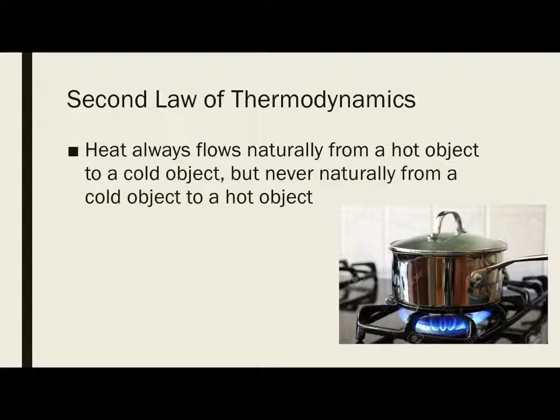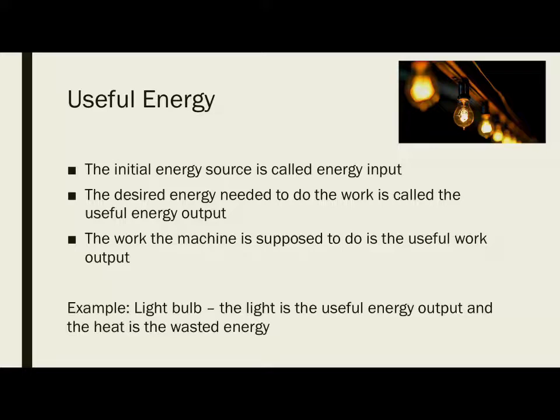Then your second law of thermodynamics is heat always goes from hot to cold. Always. It will flow naturally from hot to cold. Never naturally from cold to hot. Okay? So remember, there's some energy when we're trying to get something to do something. There's useful energy and there's energy that comes out anyways that's not as useful, right? So when you light a light bulb, the useful energy is the light. The not useful energy sometimes is the heat that always comes off with a light bulb, okay?